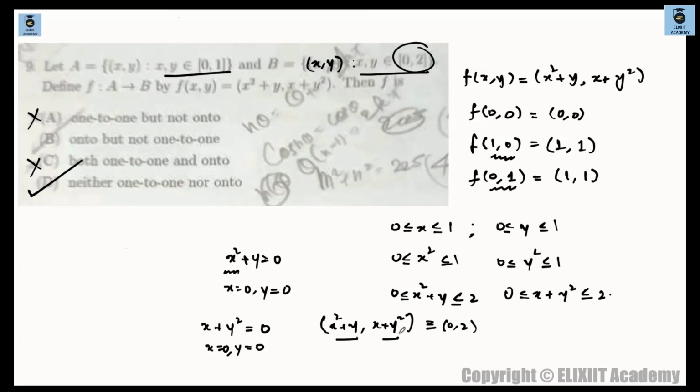In fact, there are several other values which this will not attain. So 0, 1, this will not take the value 0, 1 as well. This output cannot be 0, 1. Okay, so 0, 0 is one of the outputs. This output cannot be 0, 1, or let's say any other output, let's say 0, 1 by 2 or something. This will also not be attained over here. So these outputs are not possible. So as 0, 2 is also not possible, definitely the function is neither 1, 1 nor onto.